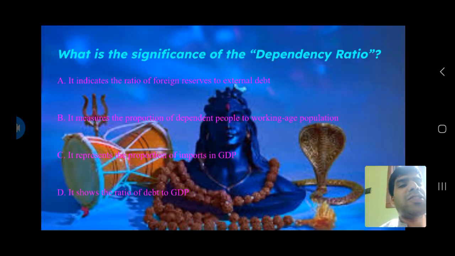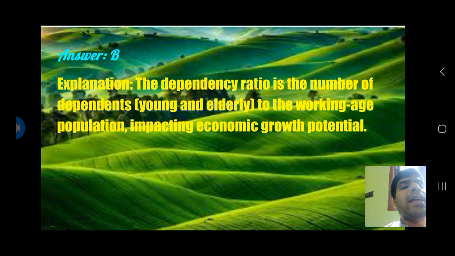And the next question is, what is the significance of the dependency ratio? Option A, it indicates the ratio of foreign reserves to external debt. Option B, it measures the proportion of dependent people to working age population. Option C, it represents proportion of imports in GDP. Option D, it shows the ratio of debt to GDP. And the correct answer is option B. The dependency ratio is the number of dependents, young and old, to the working age population, impacting economic growth potential.